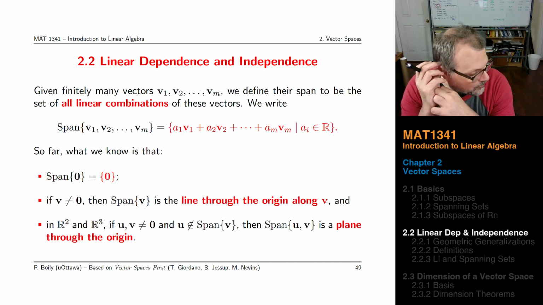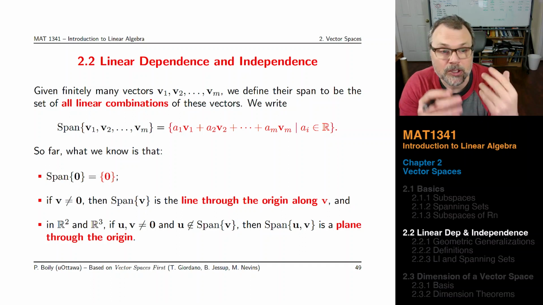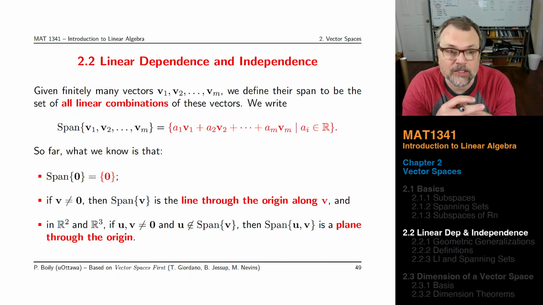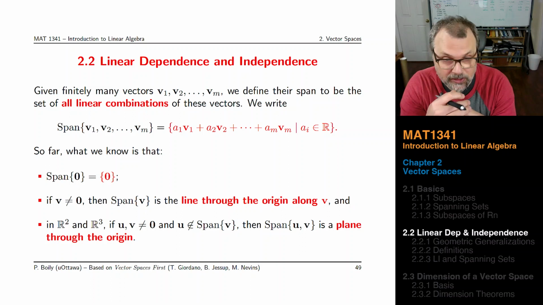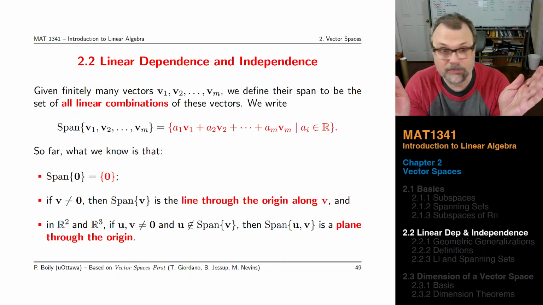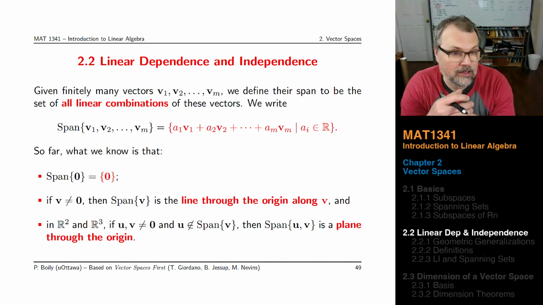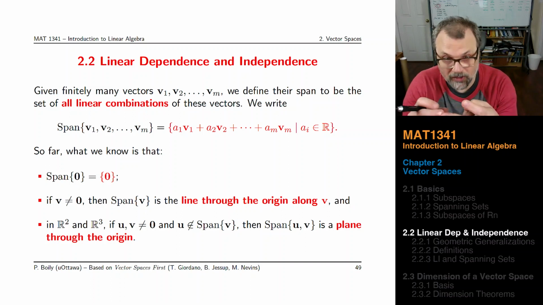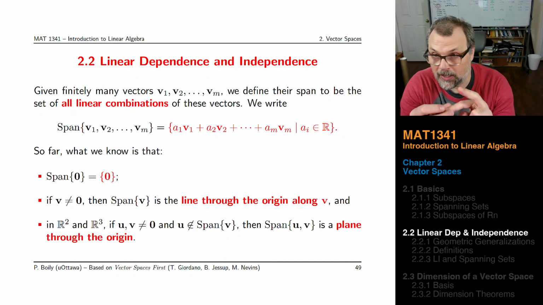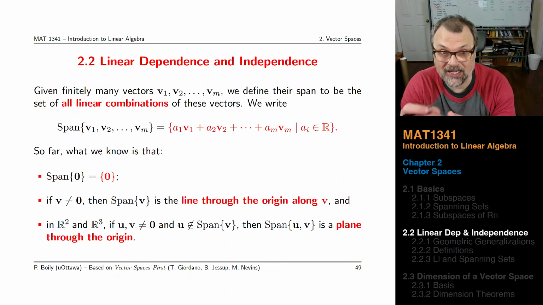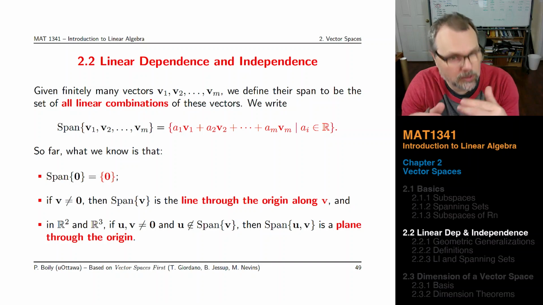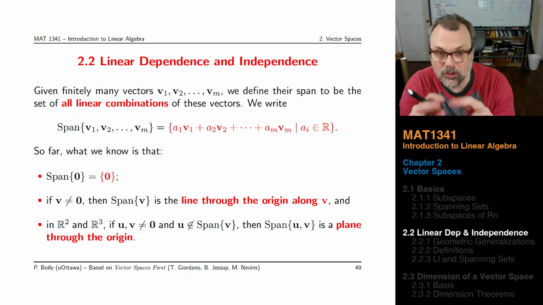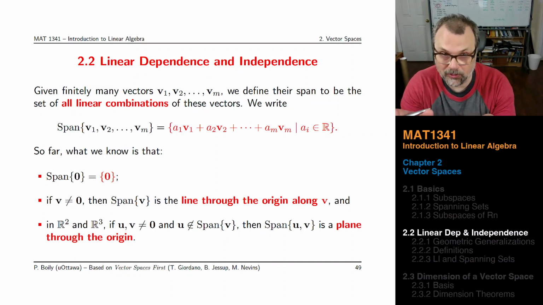If I have a vector which is not the zero vector, the span of that one vector is going to be a line through the origin along v in whatever space v resides. And in R2 and R3, if you had two vectors which were not zero, and such that one of the vectors was not in the span of the other, so it wasn't a linear combination of the other, it wasn't a multiple of the other, then the span of the two vectors is a plane through the origin.